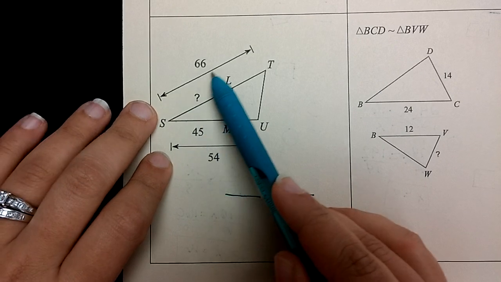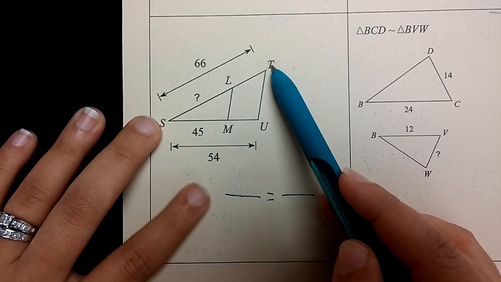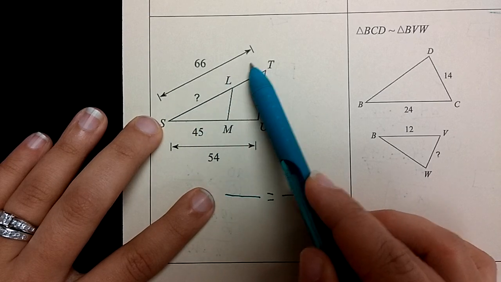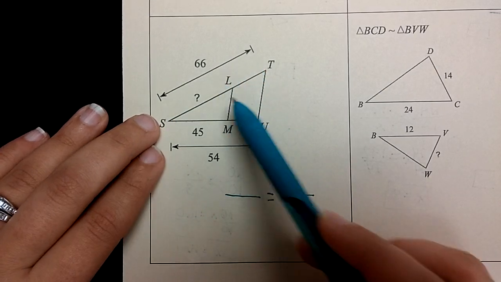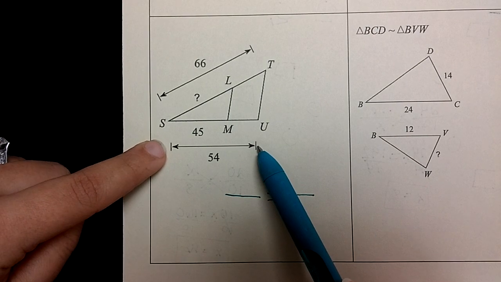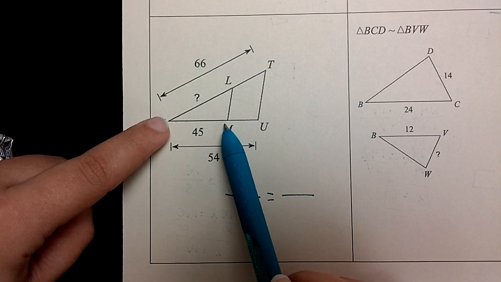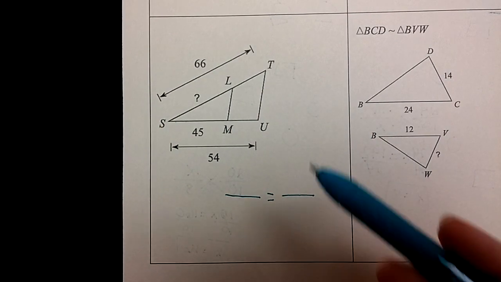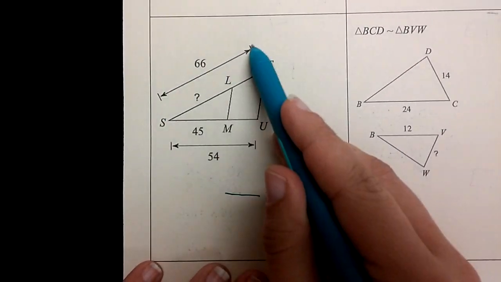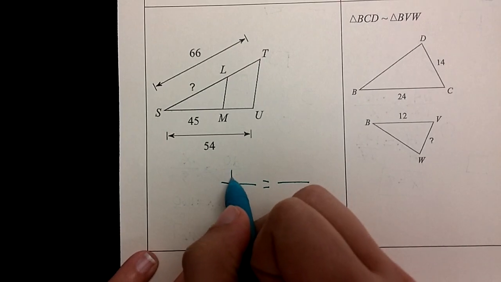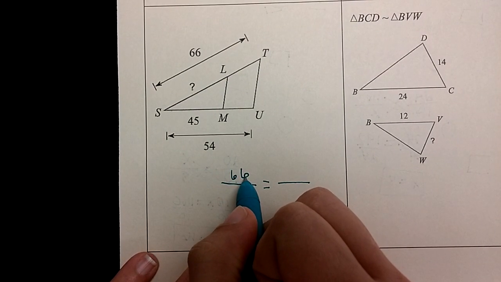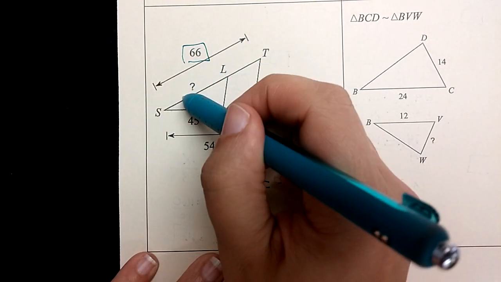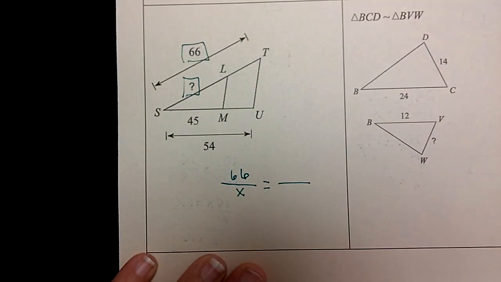So 66 for the big triangle from T to S will correspond with LS. Okay, they're both on this diagonal for the triangles. 54 for the big triangle on the bottom will correspond with 45, the bottom of the small triangle. So I'm going to start with 66, so big triangle information on top. So I'm going to put 66 on top. And the corresponding side in the smaller triangle is missing. So I'm going to put an x.